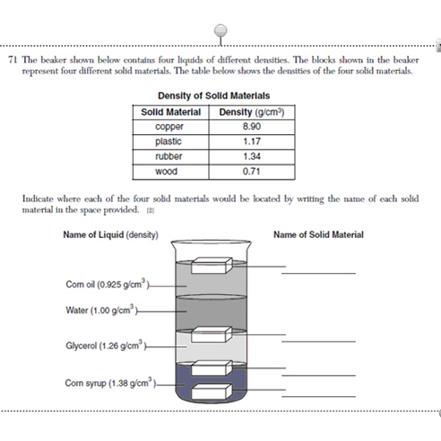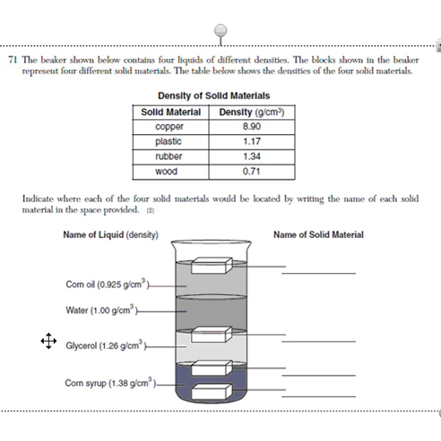Okay, here's another one. The beaker shown below contains 4 liquids of different densities. The blocks shown in the beaker represent 4 different solid materials. The table below shows the densities of 4 solid materials. Indicate where each of the 4 solid materials would be located by writing the name of each solid material in the space provided.